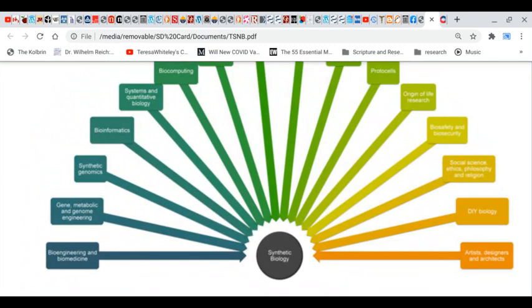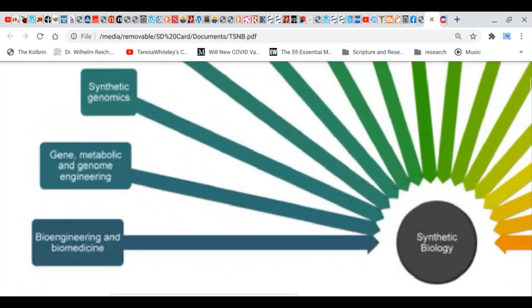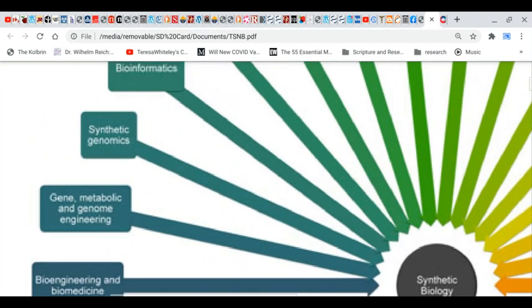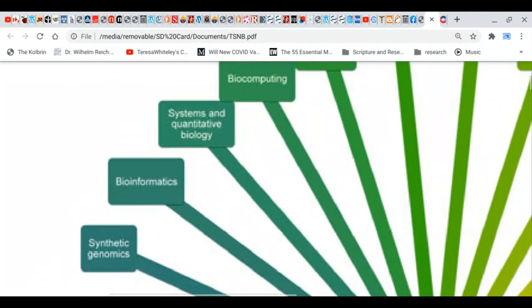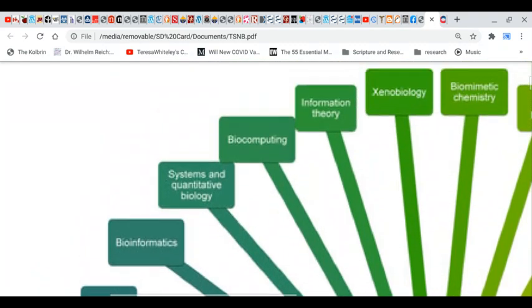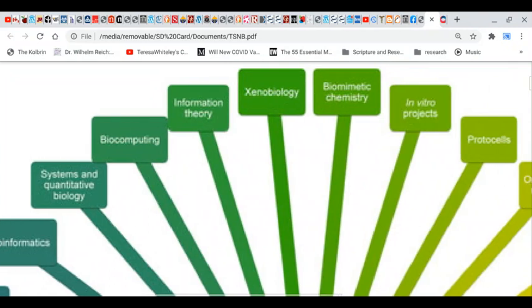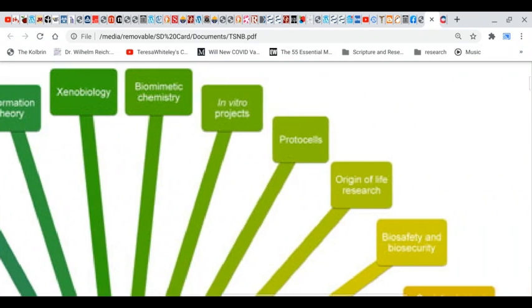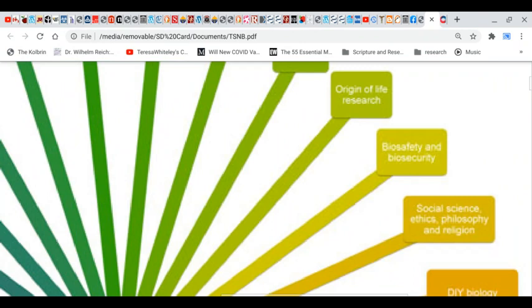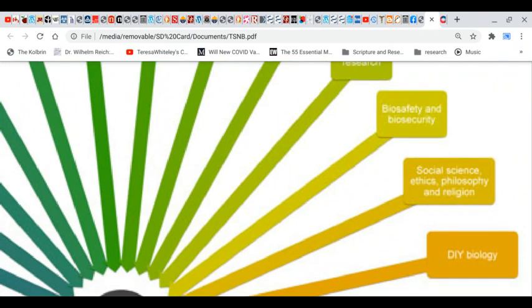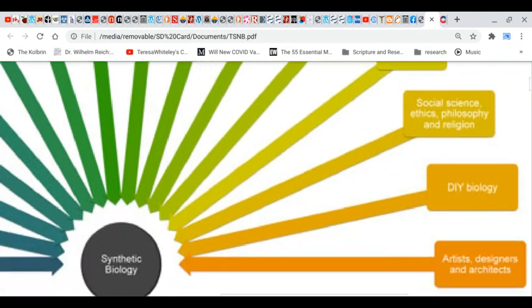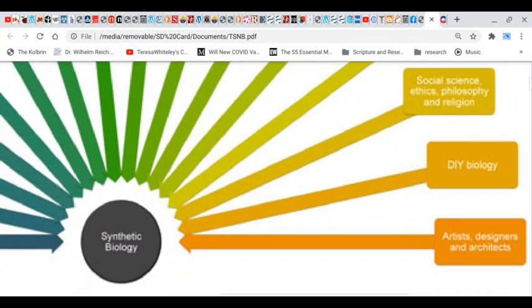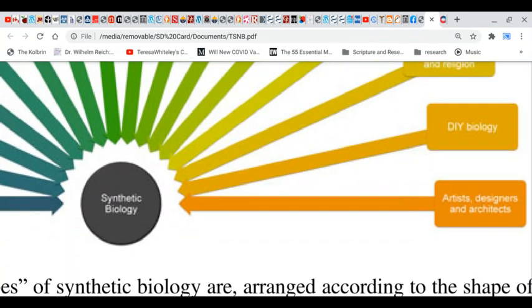We have synthetic biology with bioengineering and biomedicine, gene and metabolic and genome engineering, synthetic genomics, bioinformatics, systems and quantitative biology, biocomputing, information theory, xenobiology, biomimetic chemistry, in vitro projects, protocells, origin of life research, biosafety and biosecurity, social science, ethics, philosophy and religion, do-it-yourself biology, and artists, designers, and architects.